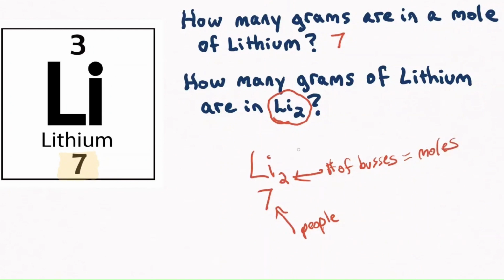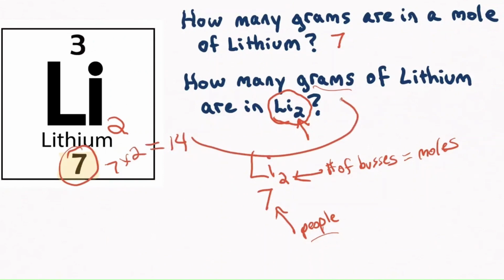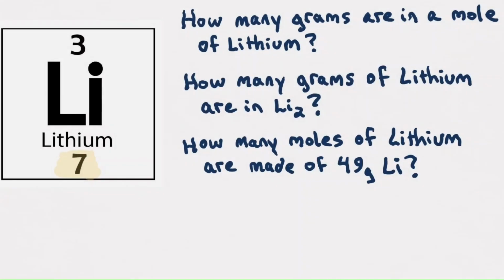So this Li2 tells us there are 2 moles or 2 buses of lithium. So how many grams or how many people is that? Well, if there's 7 people for 1 bus and there's 2 buses, 7 times 2 is 14. So there's a total of 14 grams in Li2, in 2 moles of lithium.